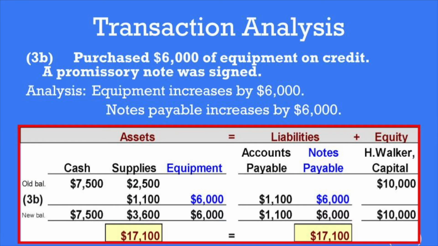In the next scenario, we purchased $6,000 worth of equipment on credit. Again, very similar. A promissory note was signed. Okay, so we've got equipment coming into the business. It's worth $6,000. That's an asset that's going to be used in the business. Assets go up by $6,000 because that equipment is an asset. So that category of assets went up by $6,000. There was a note, which is an IOU, promised to the supplier. So that's a liability. It also goes up by $6,000. So again, assets equal liabilities plus owner's equity is still in balance. Assets went up by $6,000 and the liabilities went up by $6,000.